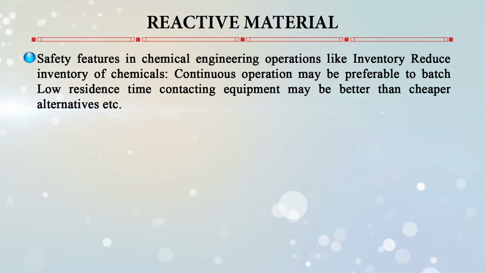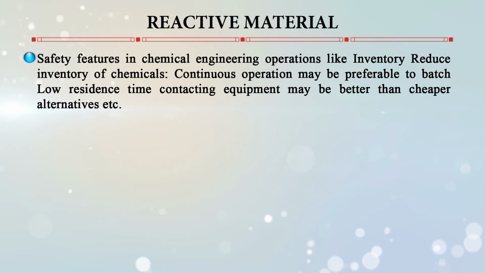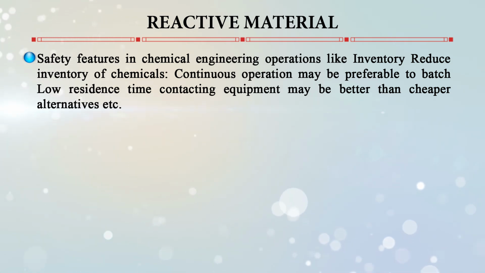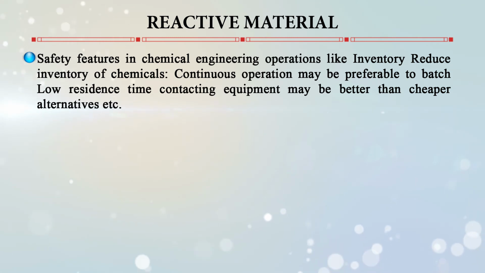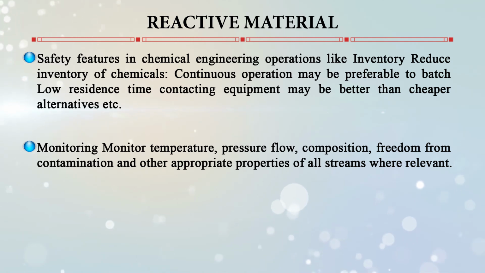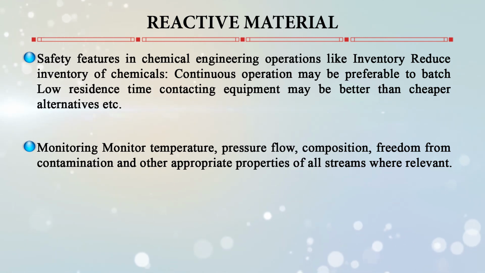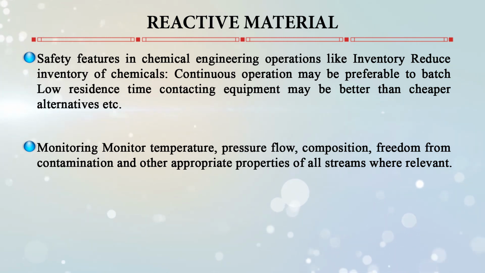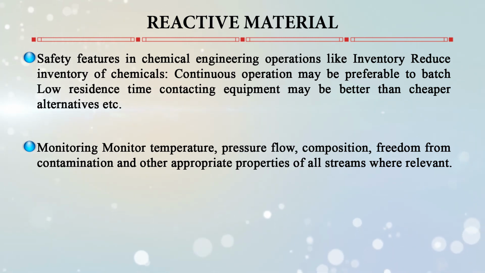Safety features in chemical engineering operations include reducing the inventory of chemicals. Continuous operations may be preferable to batch, and low residence time contacting equipment may be better than cheaper alternatives. Also monitor the temperature, pressure, flow, composition, freedom from contamination and other appropriate properties of all streams wherever relevant.